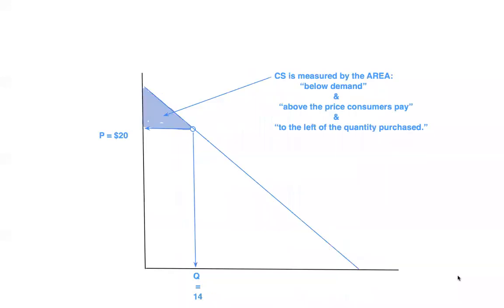Okay, so how do we measure consumer surplus? I want you to pay attention to this verbal definition over here because it's meant to describe the area that's highlighted in blue here. Consumer surplus is measured by the area below the demand and above the price consumers pay and to the left of the quantity purchased. And that's at any given price.